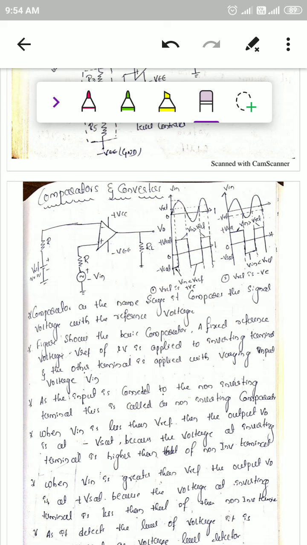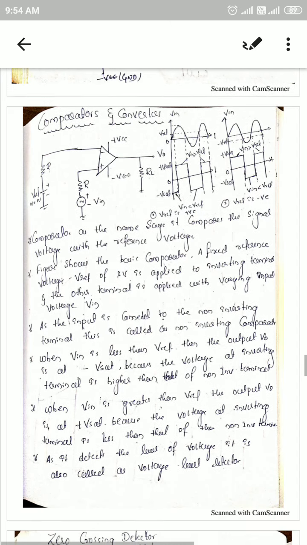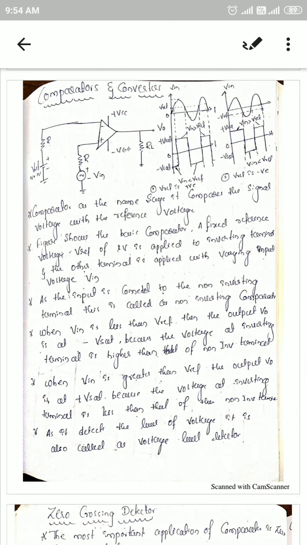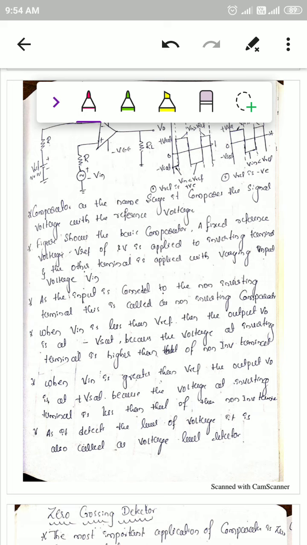The operating principle is similar. It will compare the input signal with the reference voltage, and the difference of the signals will be produced at the output side. That is the function of the comparator circuit here. When the input is less than the reference voltage, that is when Vin is less than the reference voltage, the output voltage V0 will be at the negative saturation voltage.